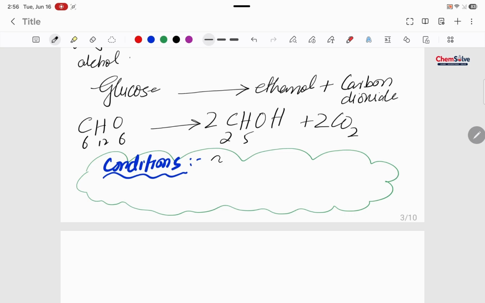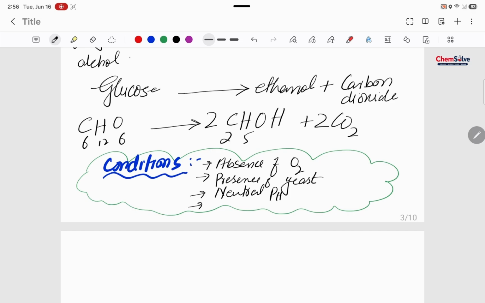These conditions are: number 1, absence of oxygen; number 2, presence of yeast; number 3, a neutral pH; and number 4, temperature around 25 degrees Celsius to 37 degrees Celsius. So the presence of yeast is a must have for this reaction.